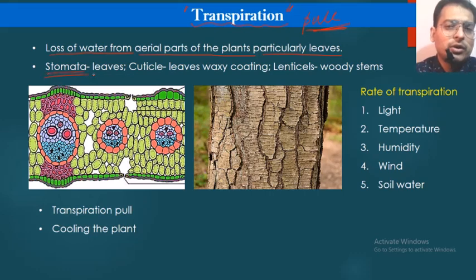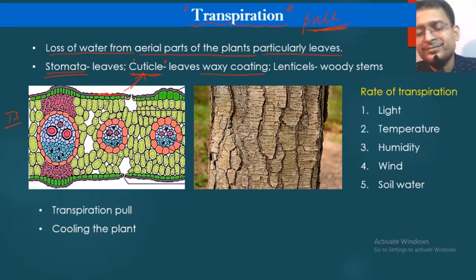Now when we look at the structure of the leaf, this is the transverse section of the leaf. What you will see is that the outermost coating is called the cuticle. What is it called? Cuticle. What is the cuticle? It is the waxy coating on the uppermost part of the leaf.